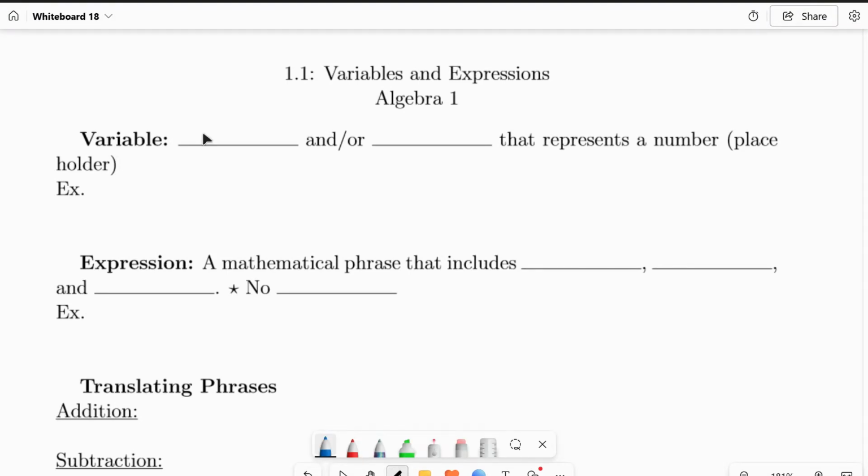is a letter or symbol that represents a number or a placeholder. So variables can be various things. Most commonly, they will be letters. So we have our common variables, which would be x or y, but really a variable can be any symbol. So you could use a star or a smiley face. Really, anything works. It is just a placeholder for a number.